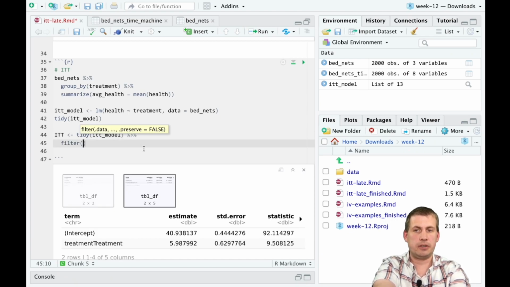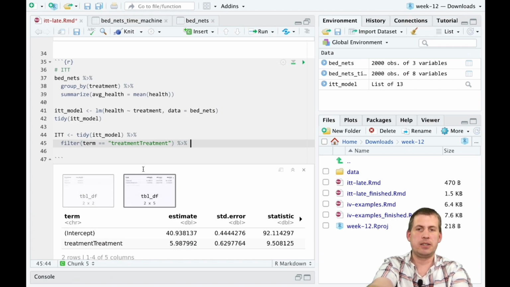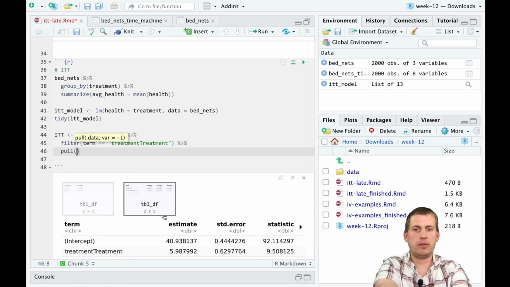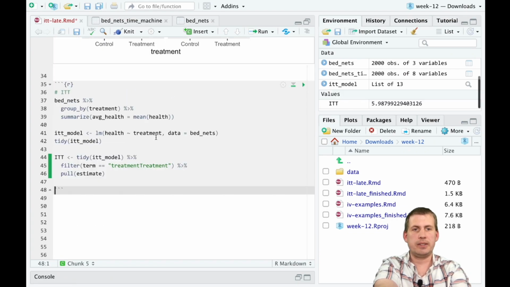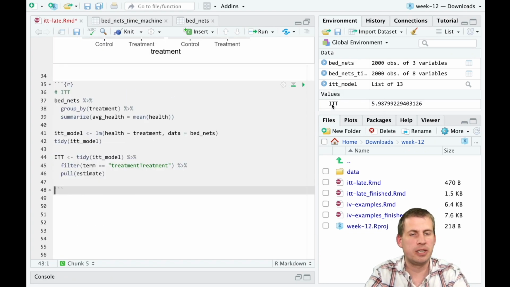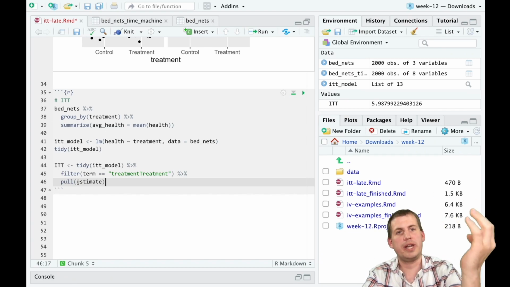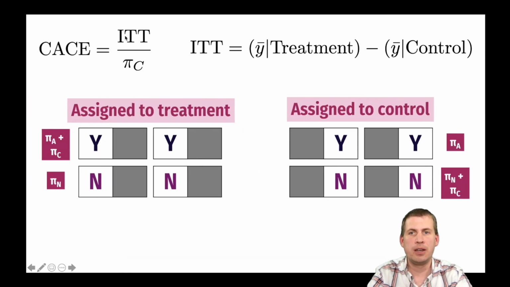We're going to filter that data set so that we're only looking at one of the rows. So we're going to say term double equals, so we only care about this treatment coefficient here. So we want term equals that, and then we're going to pull the number from the estimate column. So we're going to pull estimate. So if you run that, if you look over in your environment panel, you should have a new value. It's not a data set, it's just a variable called ITT, and it is this 5.98799, etc. So that is the intent to treat effect, which means we've gotten 1/2 of what we need. So if we look back here, that's our intent to treat effect.